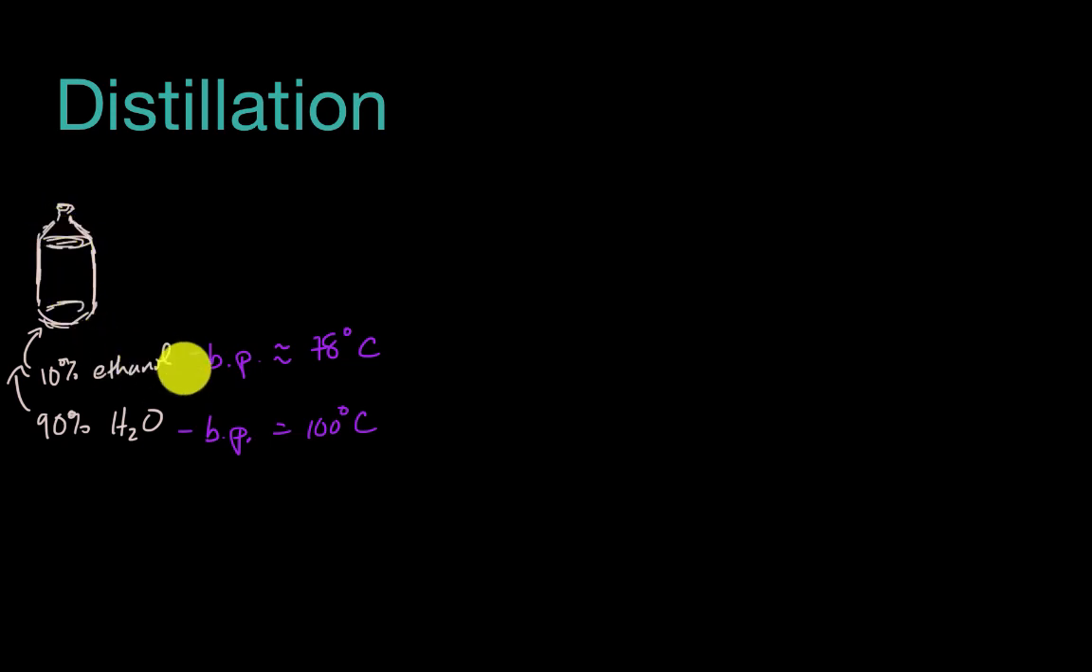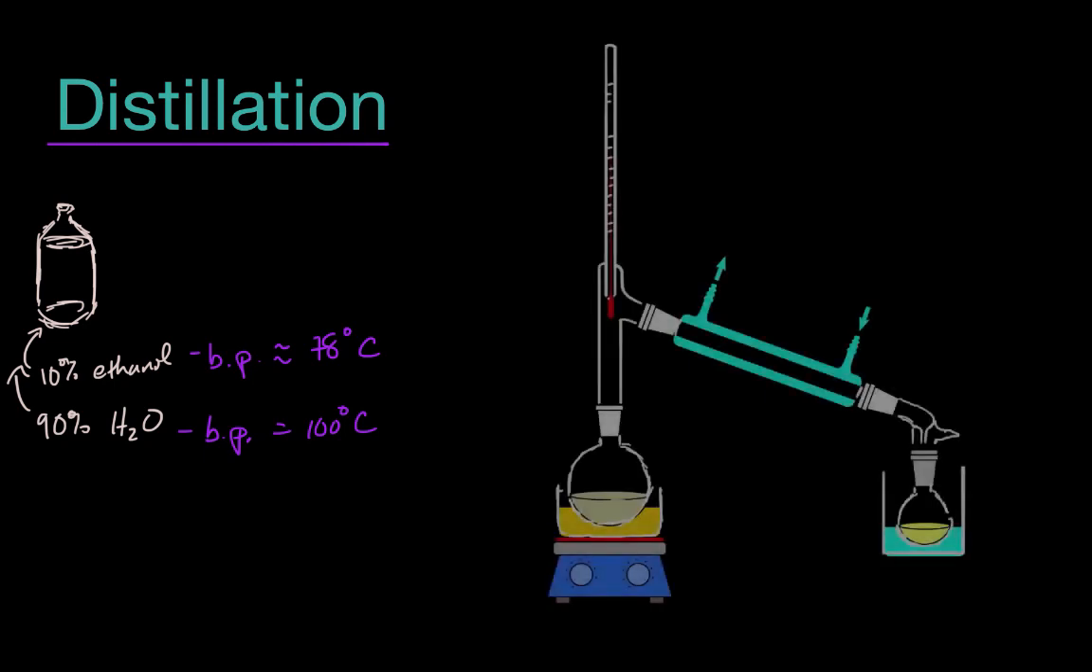And so you could imagine we can keep heating up this solution. We're going to go beyond the boiling point of ethanol, but before we get to the boiling point of water, this solution is going to boil. And when it's boiling, because ethanol has a lower boiling point, the vapor mixture is going to contain more than 10% ethanol. And if you could condense that vapor, you would then have a solution with higher than 10% ethanol. And that is exactly what distillation is all about.